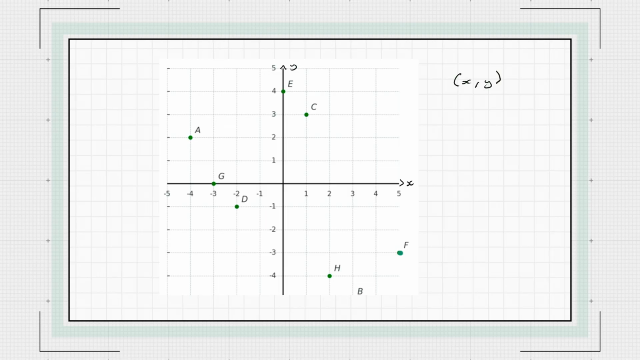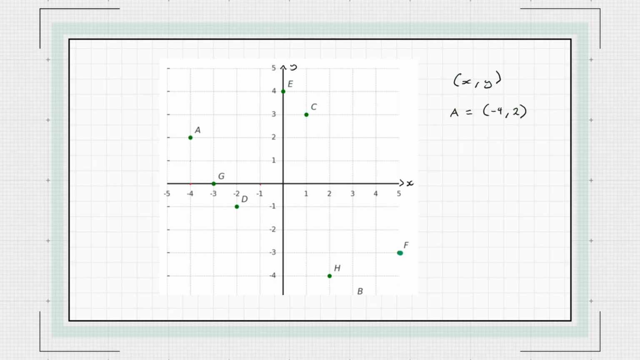So let's start by looking at A. So an easy way to think about this is to travel along your number plane. So we've got -1, -2, -3, and -4. -4 along, and then 1, 2 up. Okay, so for A, the distance along the x-axis is going to be -4, and its position on the y-axis is going to be 2.